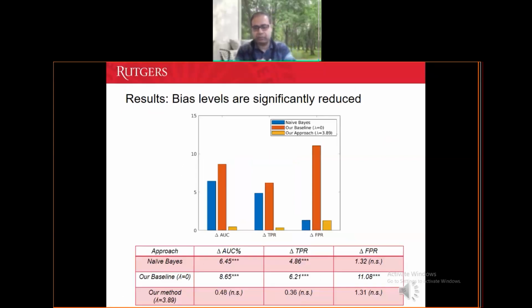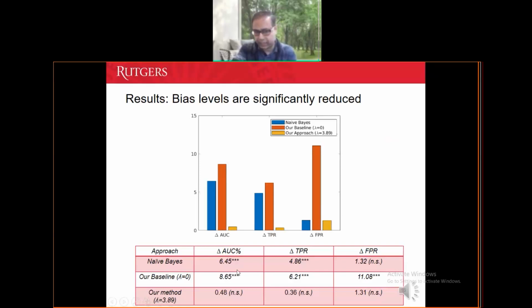Where our real contribution lies is on the other side, which is that the bias levels were greatly reduced. They were statistically significantly reduced if you compare the privileged and the unprivileged. Visually, you can see the delta between the privileged and unprivileged groups. For naive Bayes, it was close to 6.5%. For this fusion approach, but without caring for fairness, it went as high as 8.5%. But in the proposed approach, it was less than 0.5%. Visually, you can already see the difference. The same trend was there for TPR, and more or less the same for FPR.